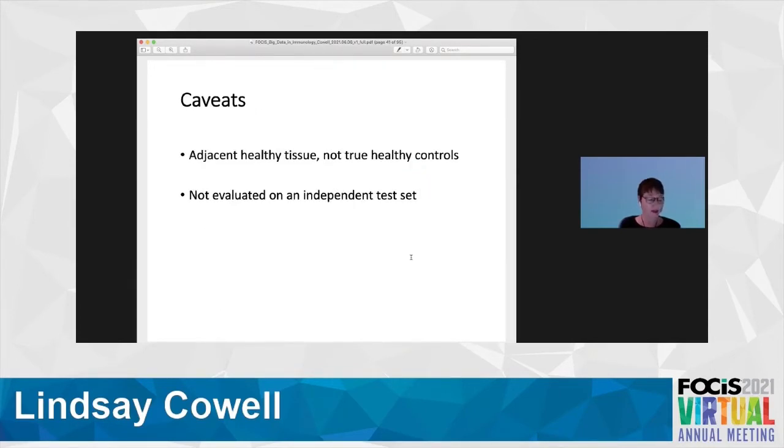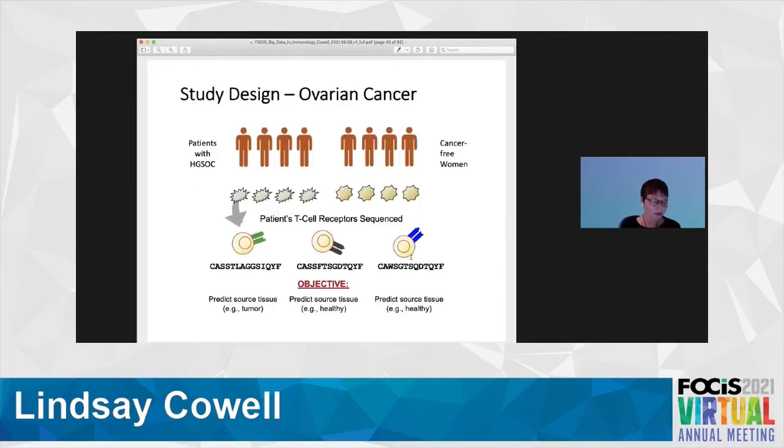So what are the caveats of the study? The sample sizes are relatively small, which is appropriate since this was just a proof of principle study. But there are two big caveats that still must be addressed for sufficient proof of principle to justify a large-scale study. The first is we need true control samples instead of adjacent healthy tissue samples. And we need an independent test data set on which to evaluate the model's true performance, using data that was not used at all for model selection and parameter fitting.